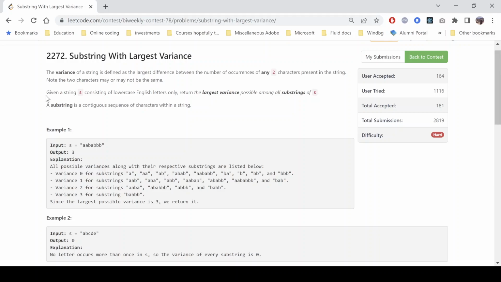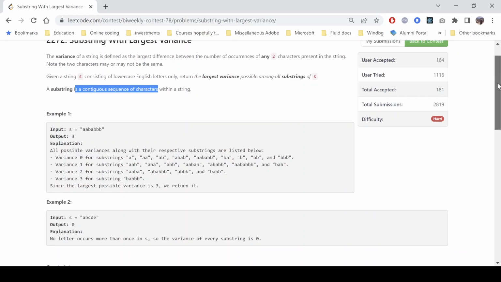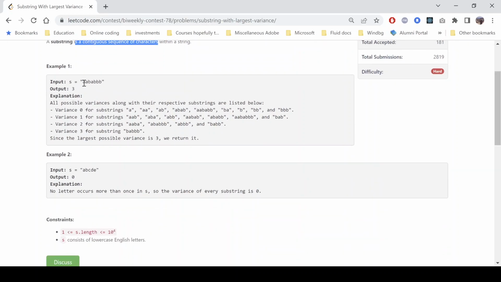Now, given a string S consisting of lowercase English letters only, return the largest variance possible among all the substrings of S. Now, again, a substring is a contiguous sequence of characters within a string. So that means for a given string, we need to generate all the substrings and then find the variance of all of them, and then we need to return the maximum variance among those. So let's look into the example.